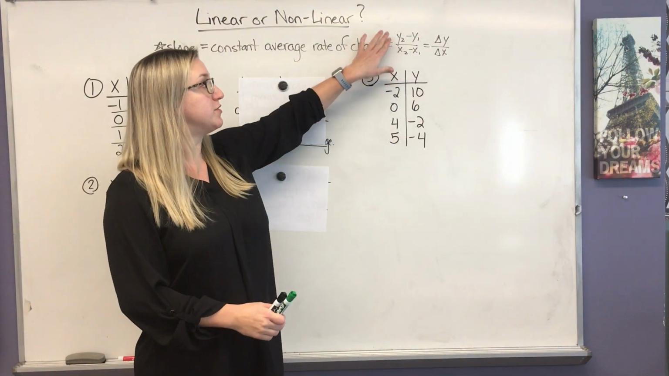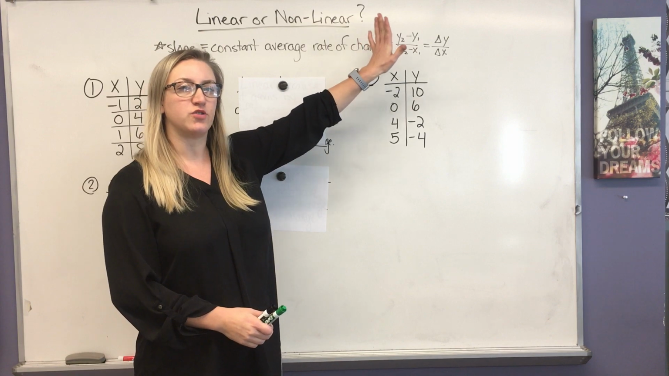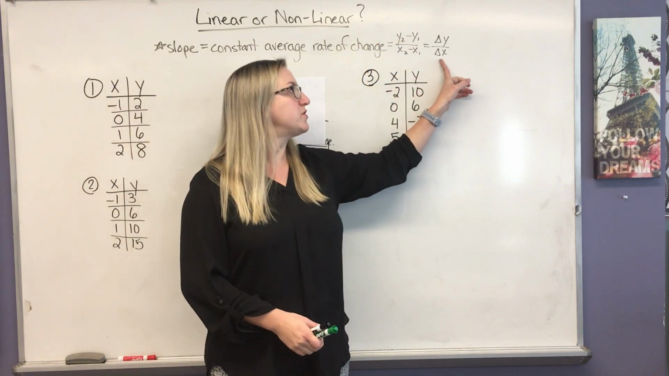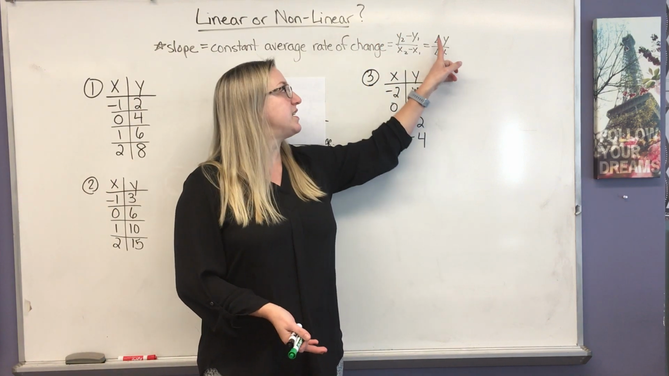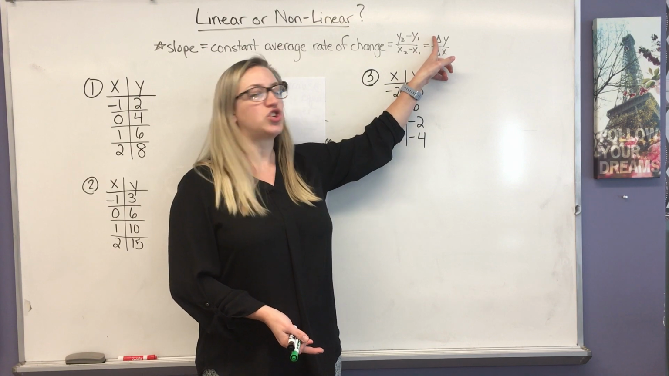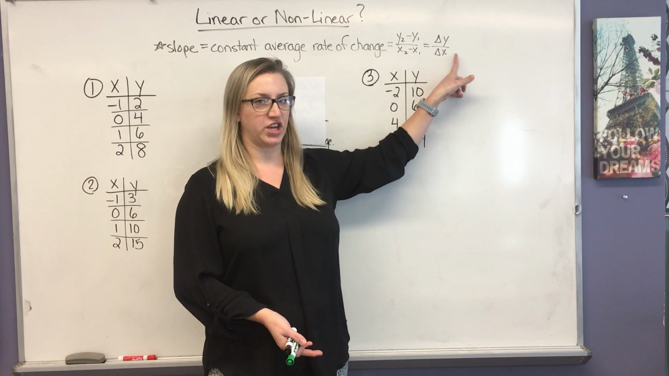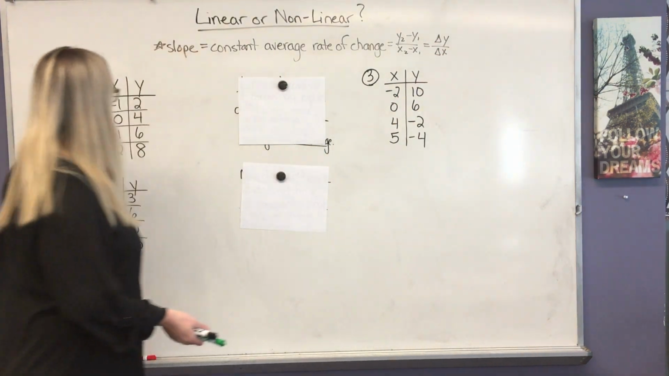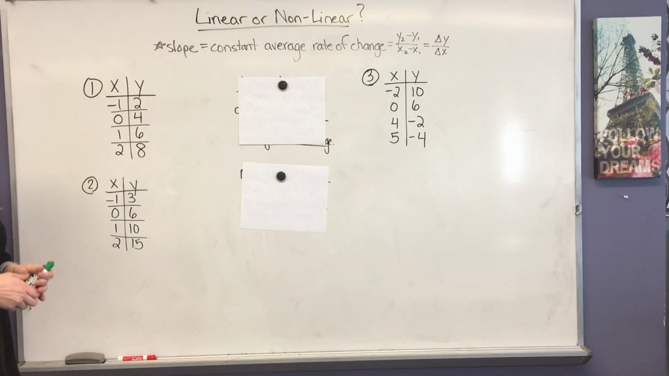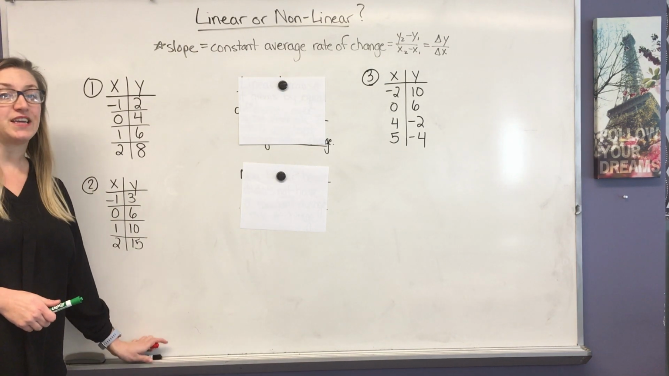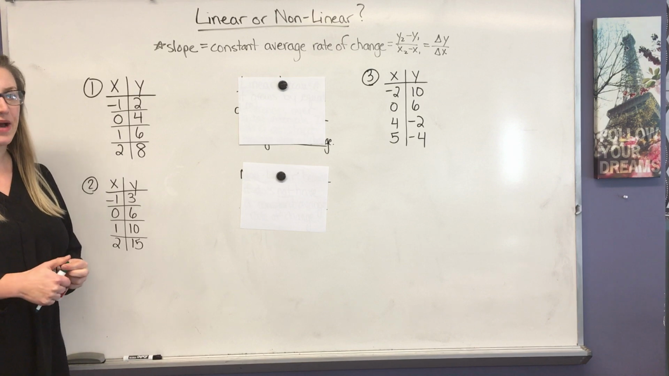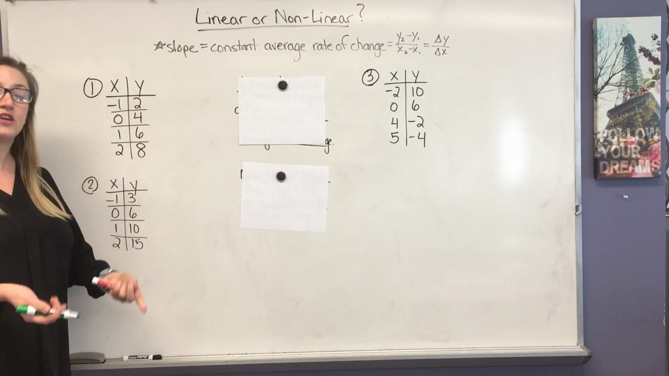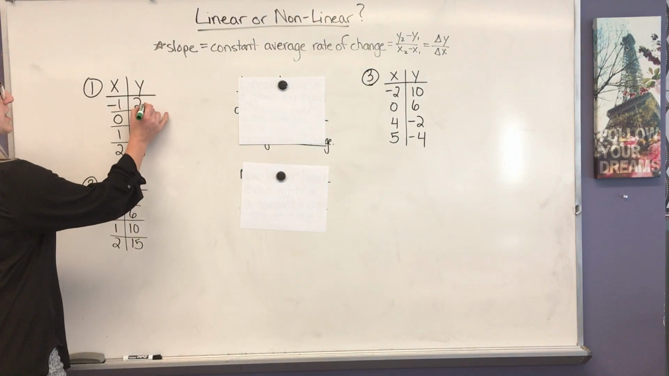The formula we often use is y2 minus y1 over x2 minus x1. And we also, which we're going to be using today, use this formula, the change in y over the change in x. So we're going to start by looking at this table. I'm going to begin by identifying the change in y. So am I increasing from one to the next, decreasing from one to the next? That's what I'm looking at.